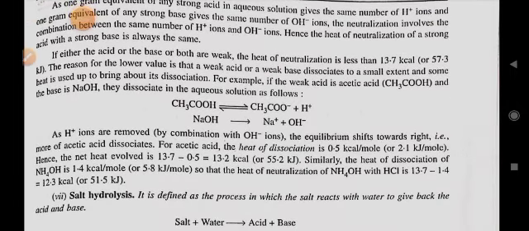If either the acid or the base or both are weak, the heat of neutralization is less than 13.7 kilocalories. The reason for the lower value is that a weak acid or a weak base dissociates to a small extent, and some heat is used to bring about its dissociation. For example, if the weak acid is acetic acid and the base is NaOH, they dissociate in the aqueous solution as follows: CH3COOH is in equilibrium with CH3COO- plus H+. NaOH completely dissociates into Na+ plus OH-.